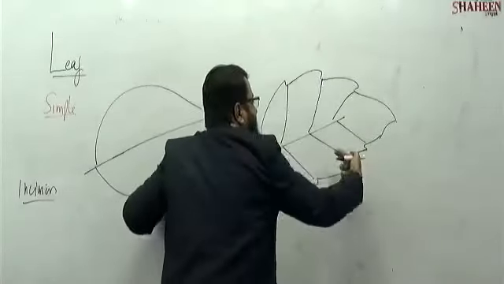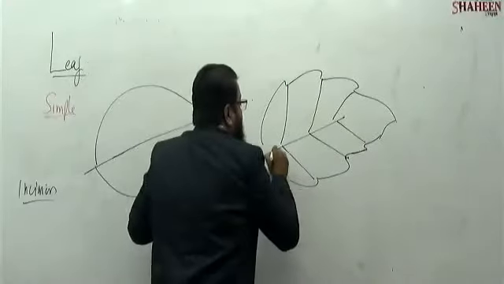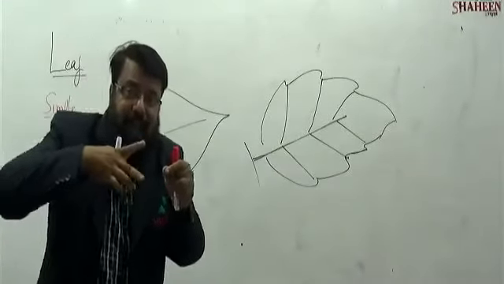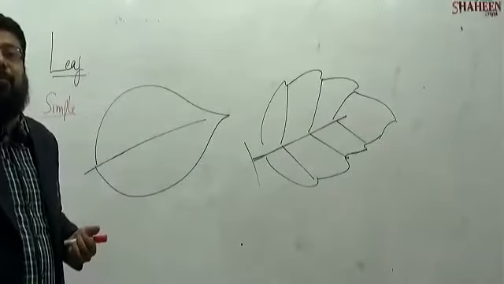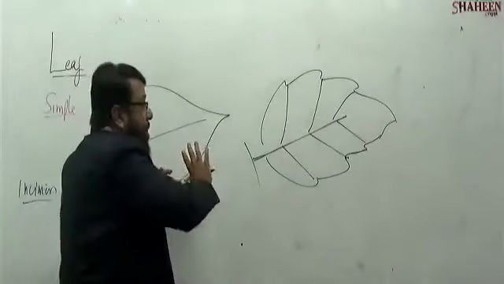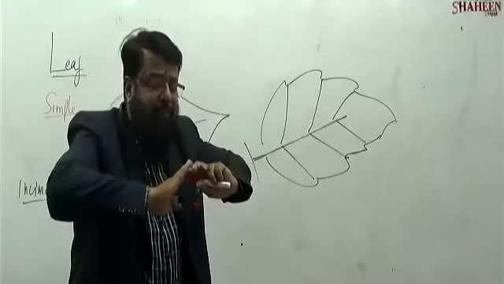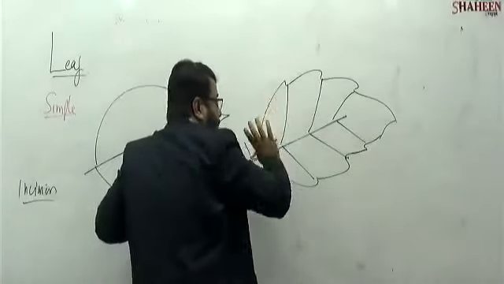I have incised the leaf up to where? Up to the midrib. I have incised the leaf lamina up to the midrib. Now is the leaf lamina dissected or undissected? The leaf lamina is dissected. The leaf lamina is incised, and that incision is reaching up to the midrib.